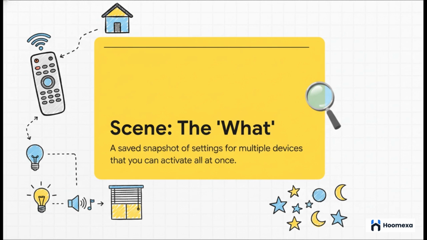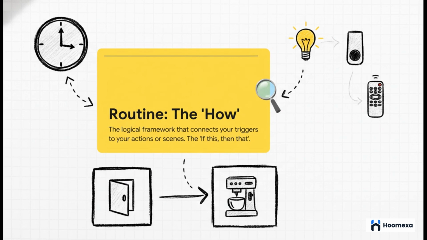Think about a movie night scene, for example. It doesn't just turn one light on or off. It sets all the lights to a specific dim level, maybe closes the blinds, and turns on the TV. It's a predefined mood you can call up instantly. And finally, we have the routine.